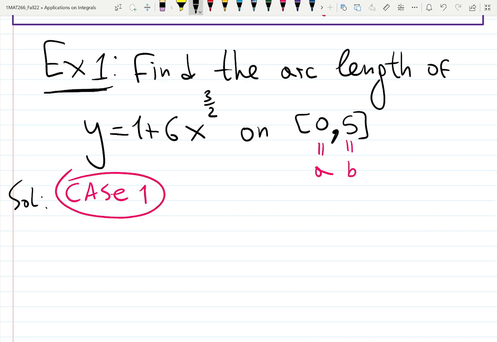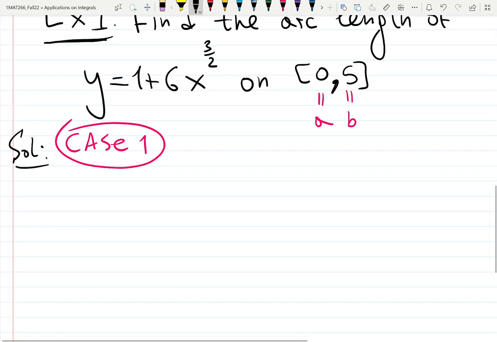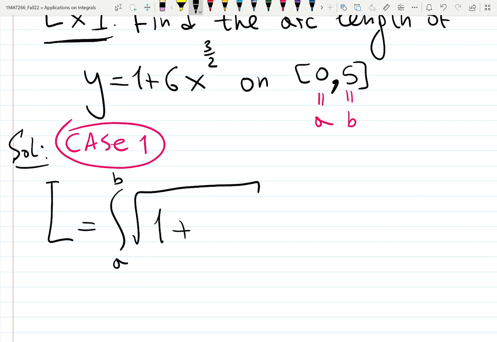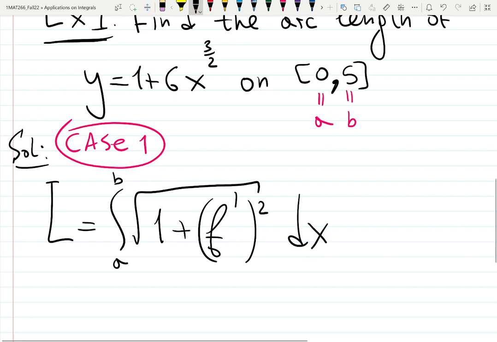Solution. We can see it leads us to use case 1. The formula for case 1 is L equals the integral from a to b of the square root of 1 plus derivative squared, dx. Now you just need to figure out that you are differentiating a function of x. So you don't have to do anything extra. You just find the derivative of the given function, plug it in, square it, add 1, take the square root, and integrate.